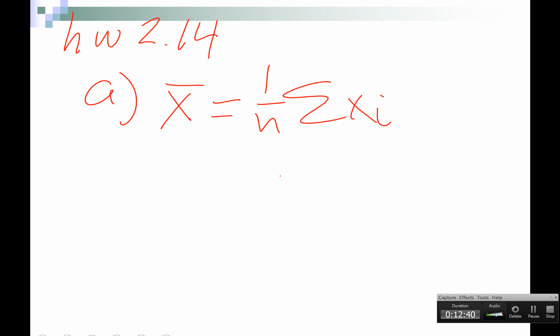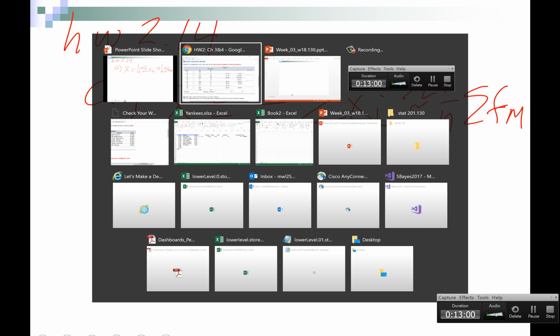So we want x bar, which is just 1 over n times the summation of the xi's. Now, we don't know what the xi's are in this case. So what are we going to do? We're going to estimate this. So we get 1 over n times the summation of the frequency times the midpoint. All right, so we'll come back over here.